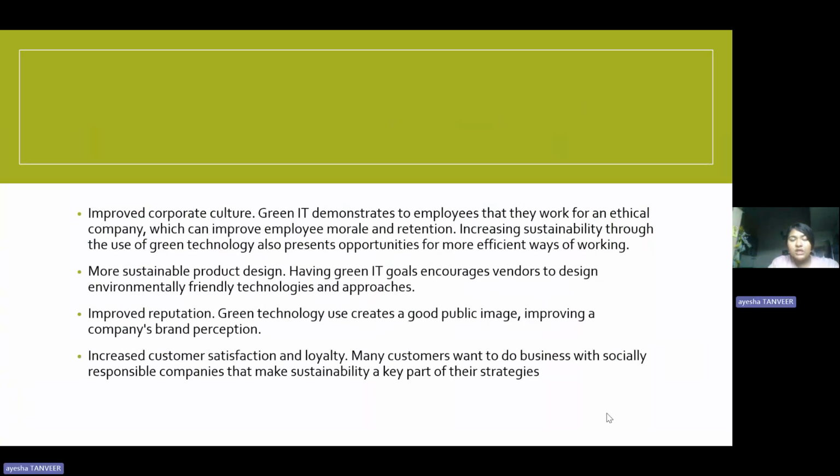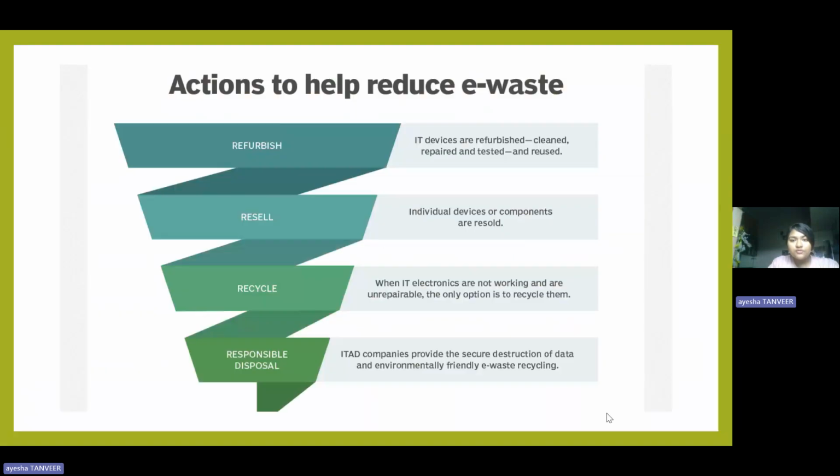The actions to help reduce e-waste. Refurbish. Devices are refurbished, cleaned, repaired, tested, and reused. Resell. Individual devices or components are resold. Recycle. When IT electronics are not working and are unrepairable, the only option is to recycle them. Responsible disposal. IT companies provide the secure destruction of data and environmentally friendly e-waste recycling.